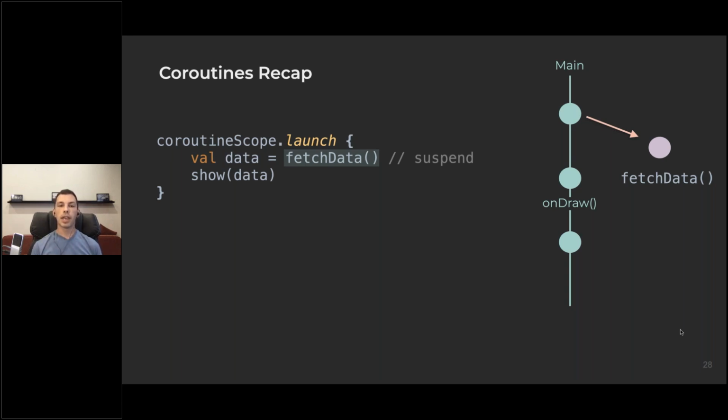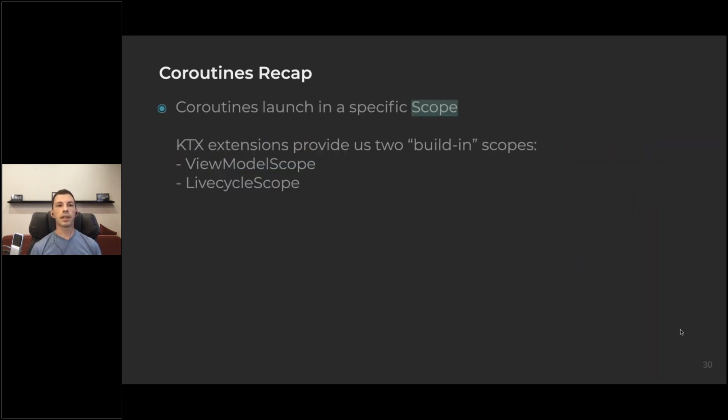And then if our data, we will receive the data in our fetch data function, we just set it to our show function in the main thread. So nothing blocks the UI thread, everything is good. Our code looks like regular sequential code, but it's working asynchronously. Great. The other thing which is great about coroutines is that coroutines launch in a specific scope.